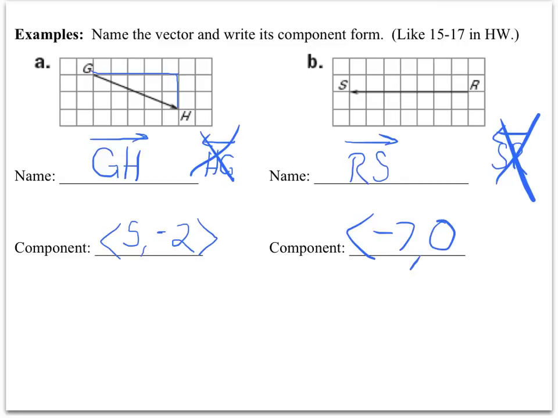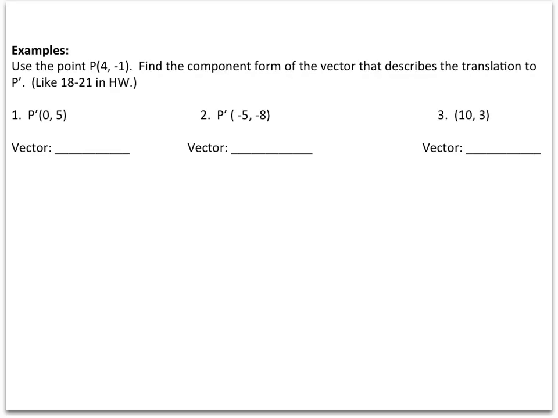So that's just 0 in the y direction. We'll now look at some examples where we're given an initial point and a terminal point, and we have to find the component form of the vectors. So that's the form with the brackets that we're looking for, x and y. We're going to look at the movement in the x direction and the y direction.